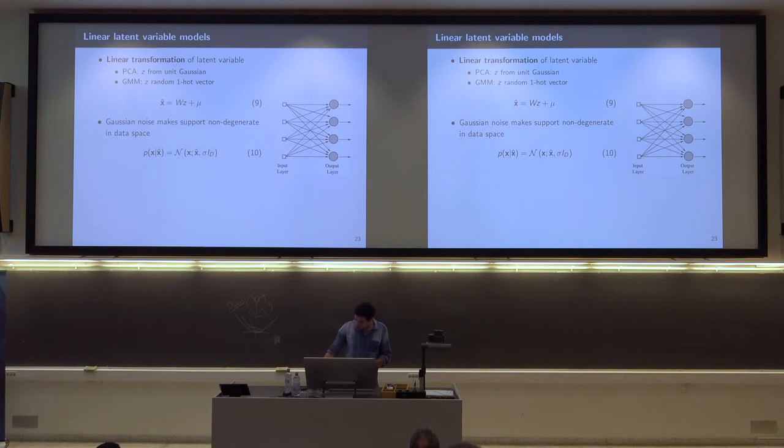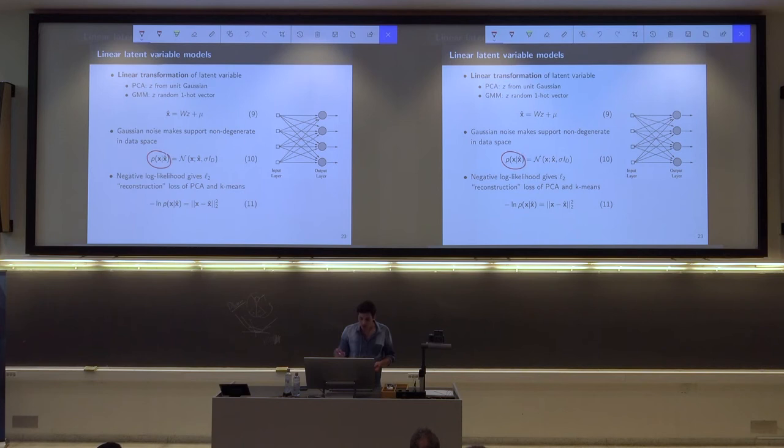Finally, you can interpret this as a reconstruction. Why? Because this density that we have here is Gaussian, so if we take the negative log likelihood, it's the same as an L2 loss. That's what you get, roughly. And this measures, as written below, how well you reconstructed your input. Okay? That's how you can interpret it.